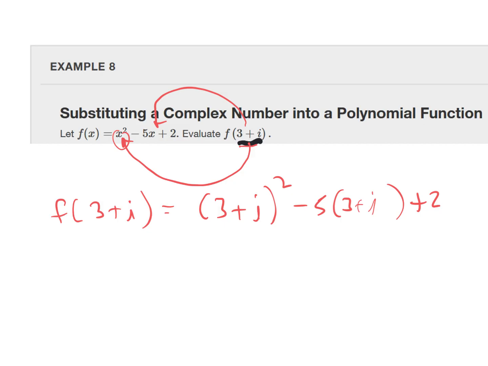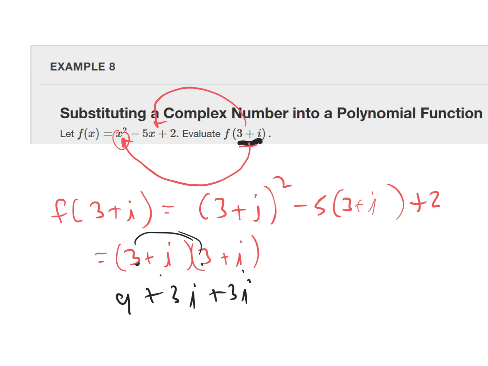So now we have to simplify. And 3 plus i squared really means 3 plus i times 3 plus i. That means you're using FOIL. So 3 times 3 is 9. 3 times i is 3i. i times 3 is still 3i, reversing the order. i times i is i squared.